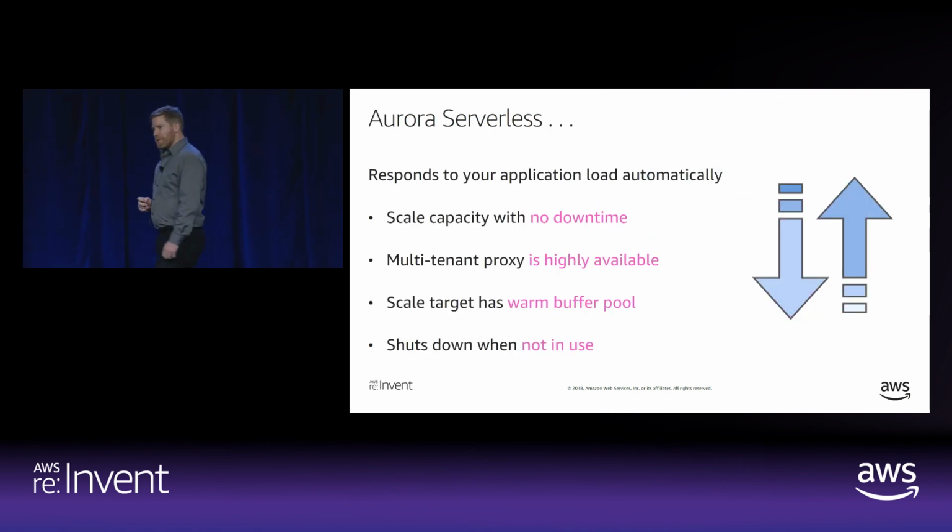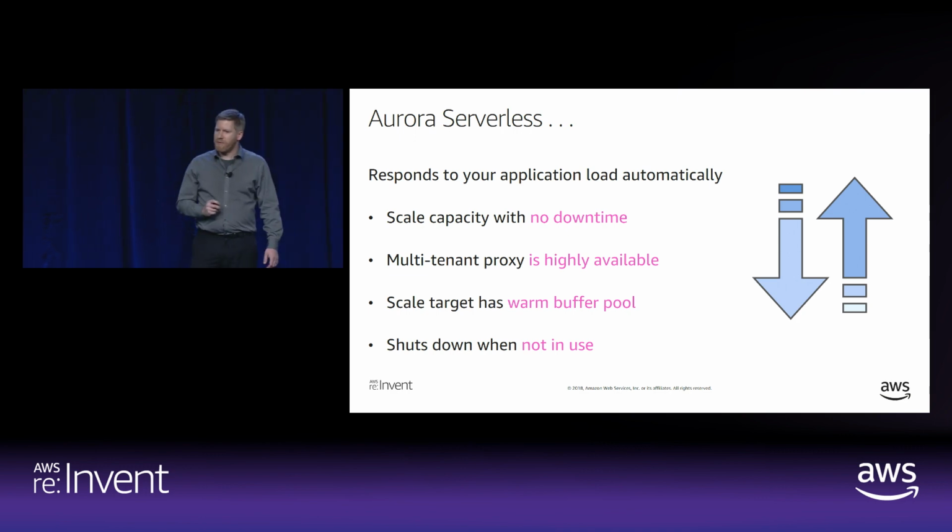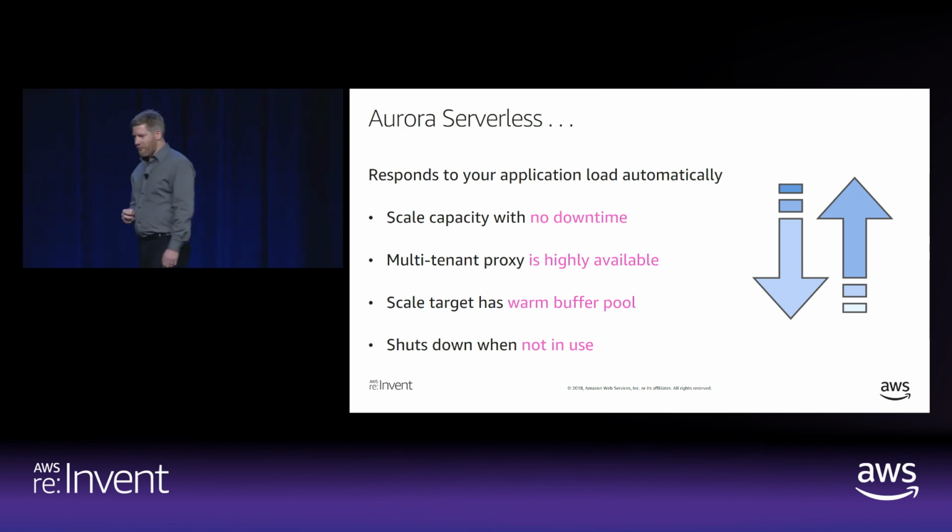So let's talk about Aurora Serverless and how it solves some of these problems. As I mentioned earlier, Aurora Serverless was designed to automatically respond to your application workload. It will scale you up and down without any downtime. What we have is a multi-tenant proxy layer that we've added to make sure that there's no single point of failure introduced. You don't have to manage it. This is all done for you. And finally, the scale target has a warm buffer pool, which means your performance does not degrade after cutting over.